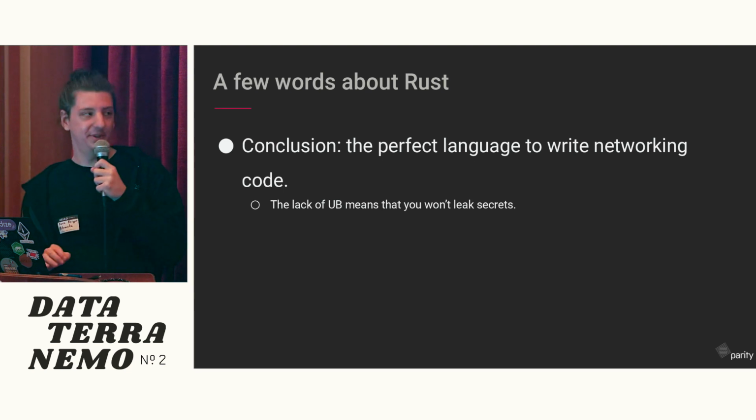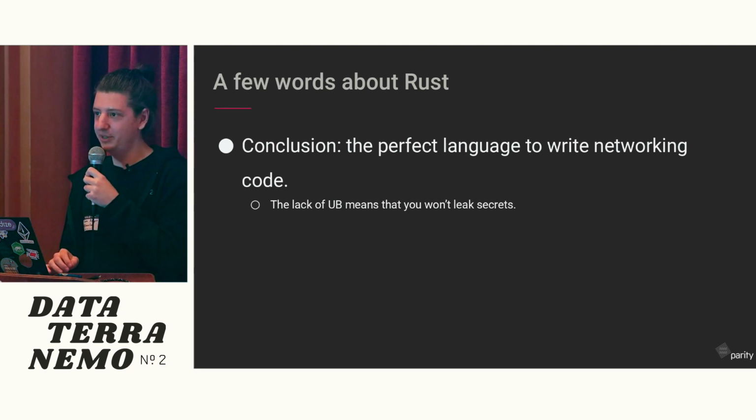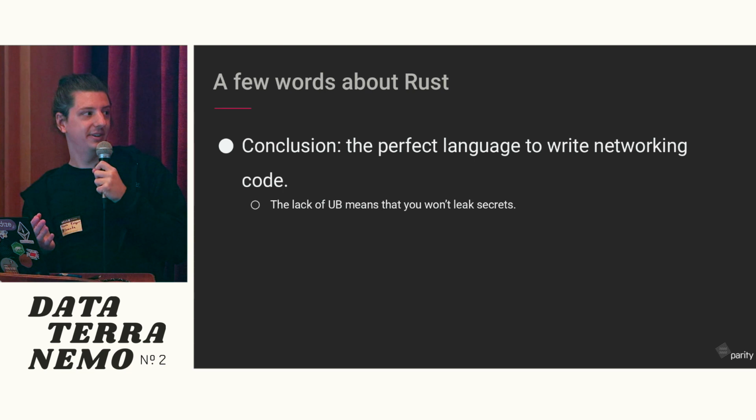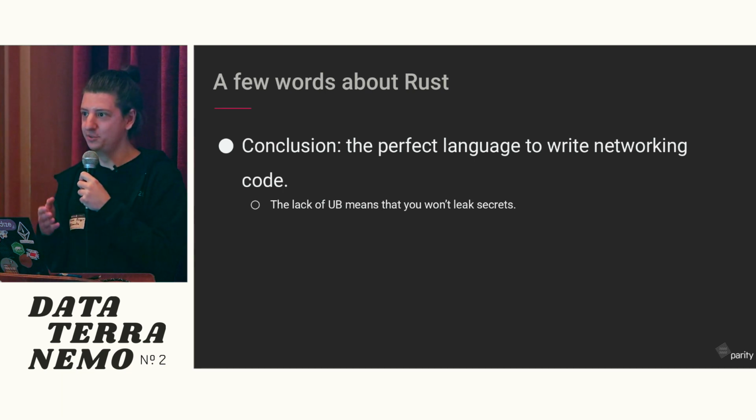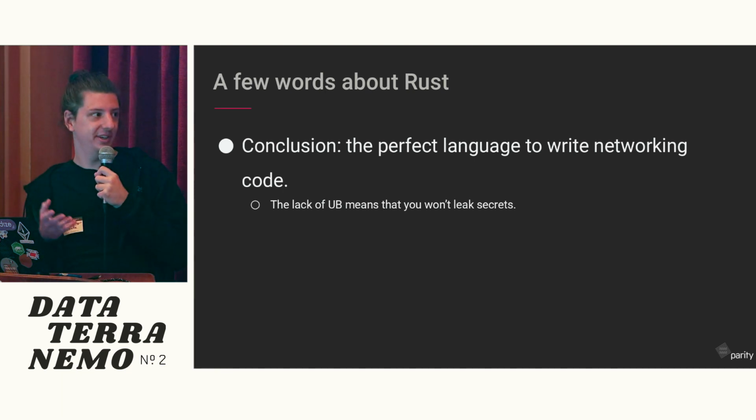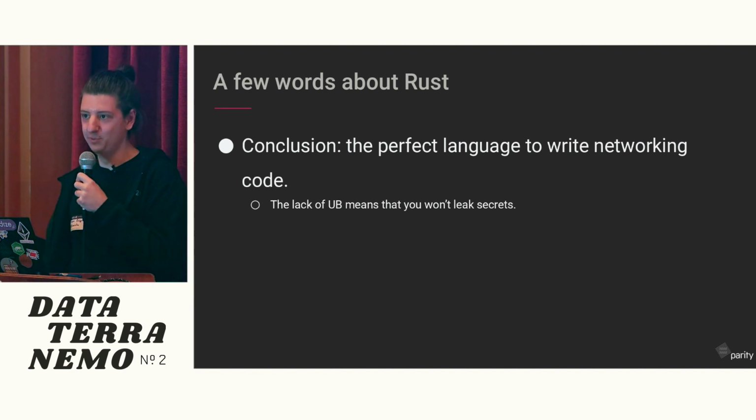And these three things make it the perfect language to write networking code. Networking code is very vulnerable to untrusted input, obviously. Anything you receive is untrusted. And so the last thing you want is untrusted input being able to trigger undefined behavior, and Rust prevents that.